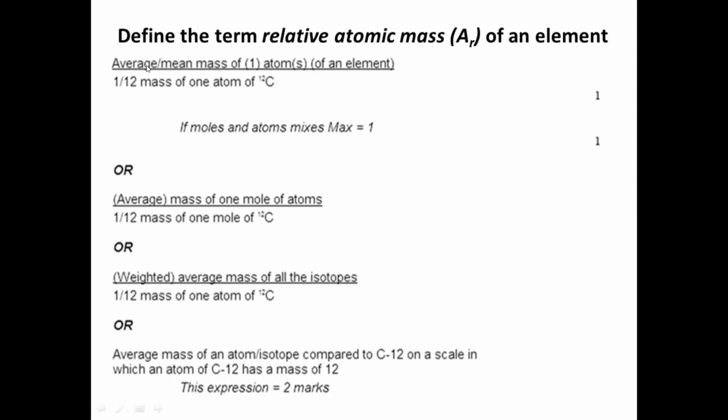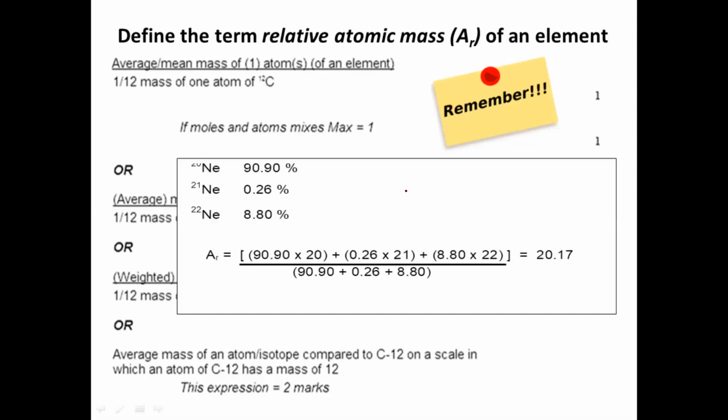So you could write it's an average mass of an atom divided by 1/12 mass of 1 atom of carbon-12, right? If that's what you would prefer to do. So for example, I could choose an average mass of 1 atom of an element divided by 1/12 mass of 1 atom of carbon-12, right? There are other options in there, so read and choose which option works best for you, and you can try to memorize it, make sure that you know it for 2 marks.